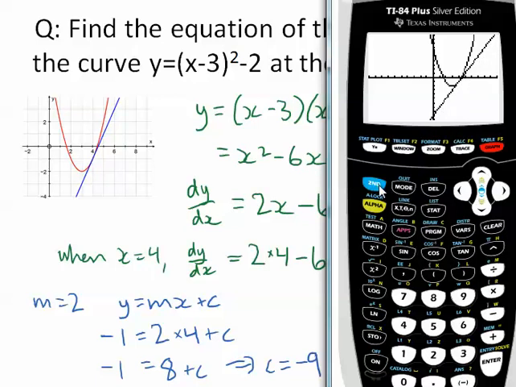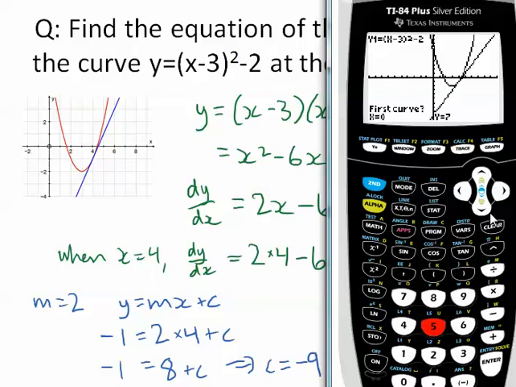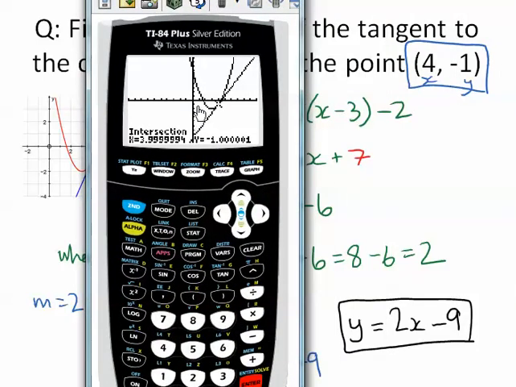So I guess we can also calculate the intersect just to double check. If we press 5 here, then the first curve is the quadratic, and the second curve is this linear. So you can see the cursor is down here. Enter. And then we're going to guess that they cross around here. Let's press enter. Okay, and it tells us the intersection is at 4 and negative 1, and that's the point that we started with. So now we know that we got the right answer because this is the tangent at that point.